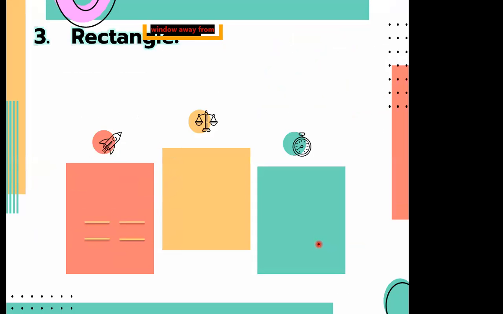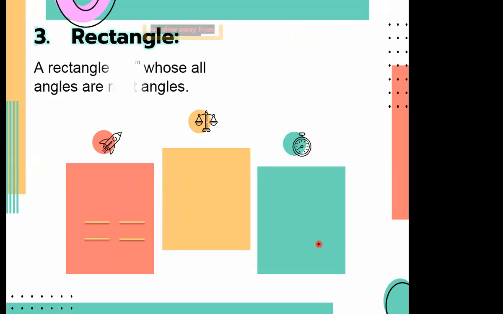Now move on to the third kind, which is a rectangle. All of you are familiar with the definition of a rectangle, what a rectangle is. Obviously, all of you know the rectangle, yes or no? Now I'm going to tell you that a rectangle is a parallelogram.